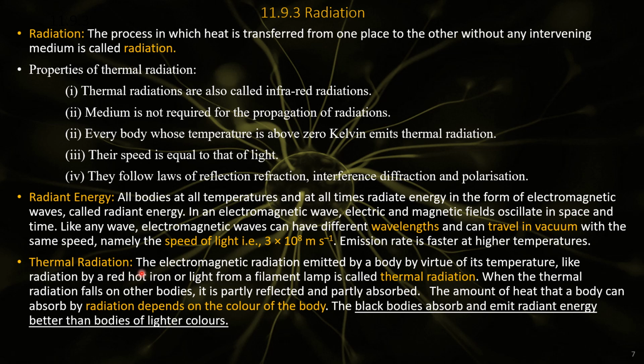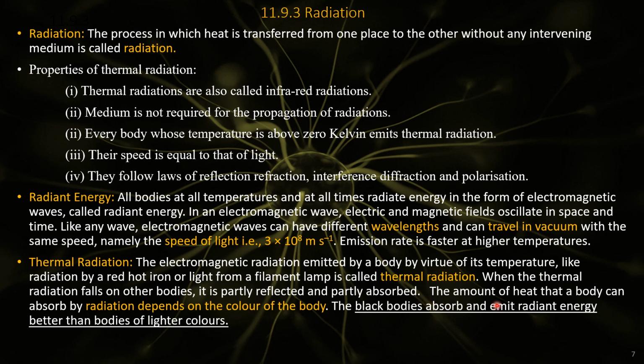Thermal radiation: the electromagnetic radiation emitted by a body by virtue of its temperature, like radiation by a red hot iron or light from a filament lamp, is called thermal radiation. That means a red hot iron rod which is heated to a red hot position, or the filament of a lamp, also emits radiation, thermal radiation. When the thermal radiation falls on other bodies, it is partly reflected and partly absorbed.